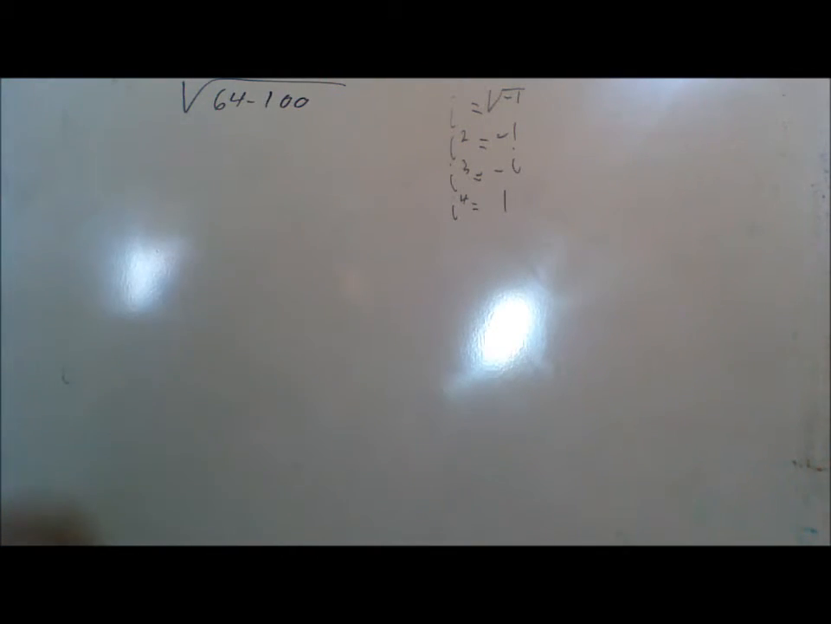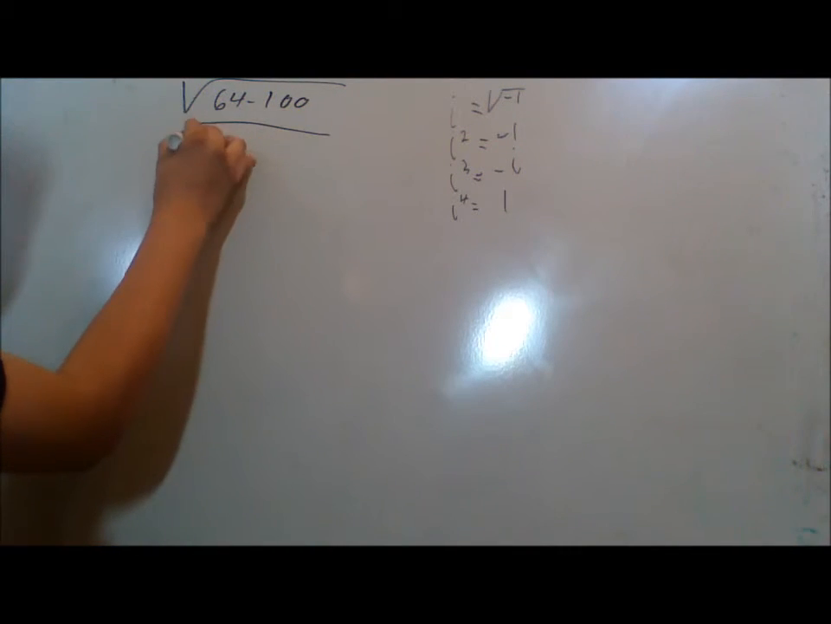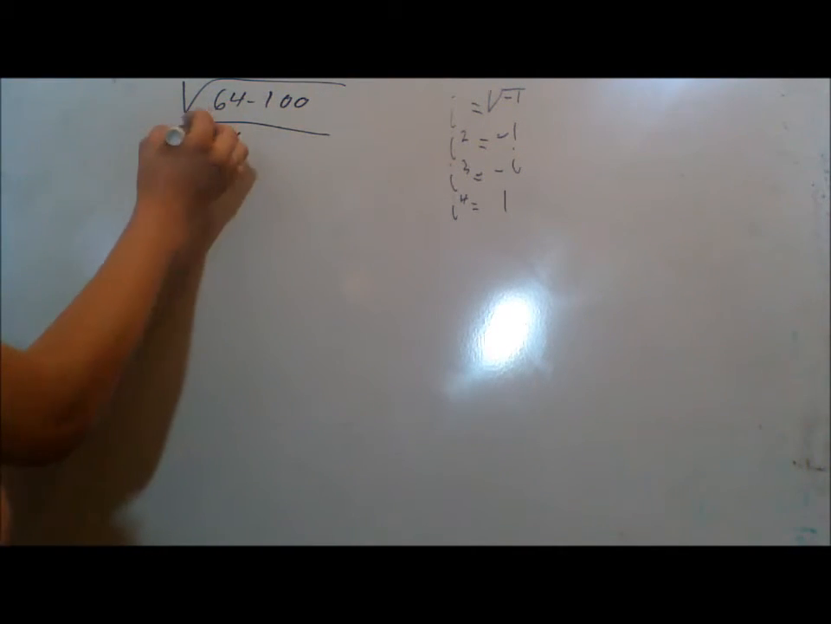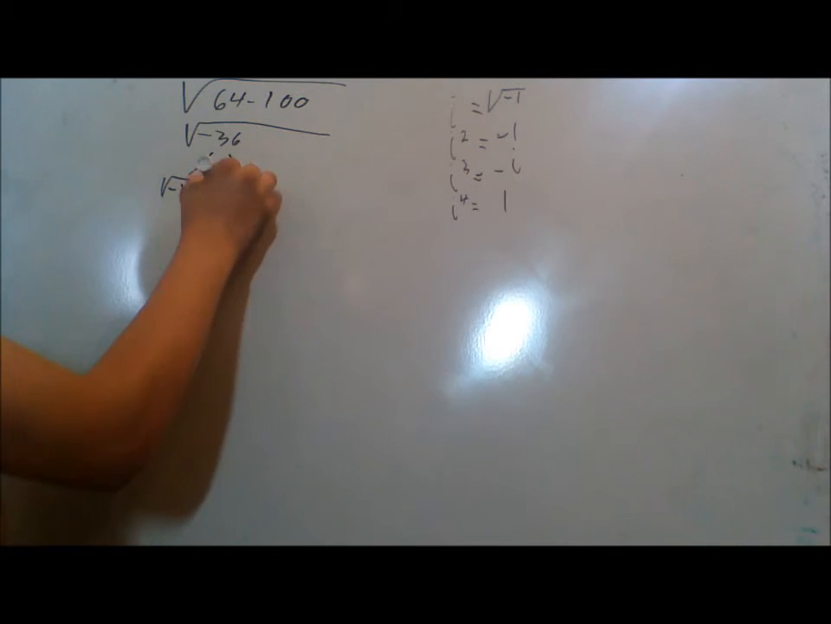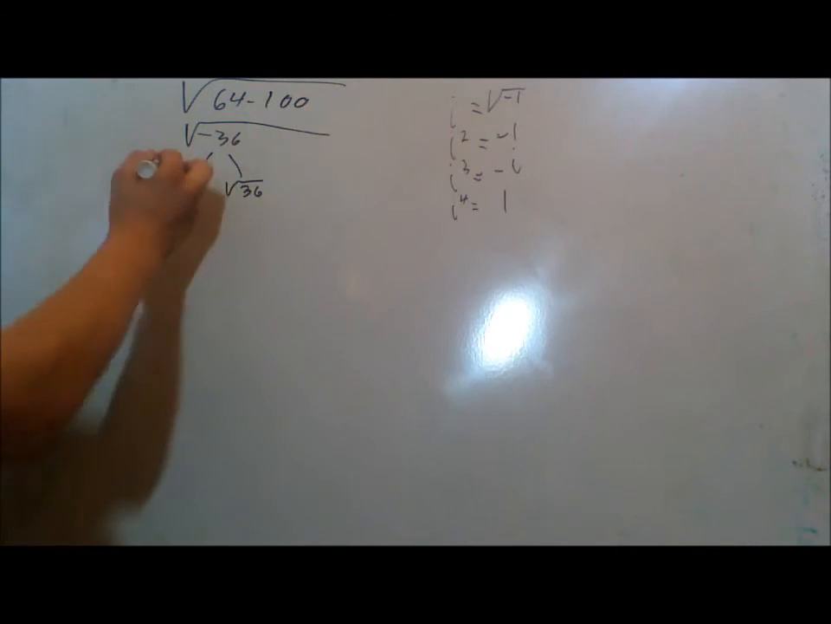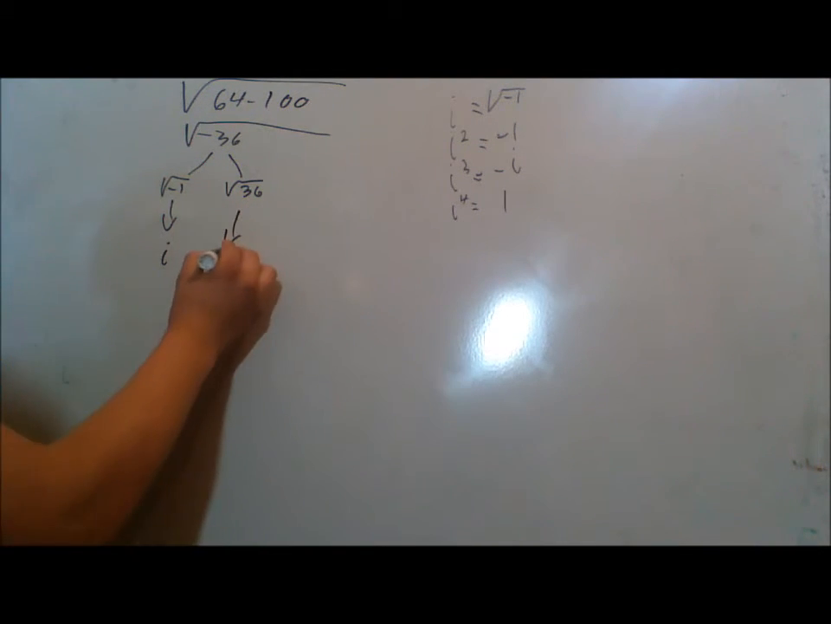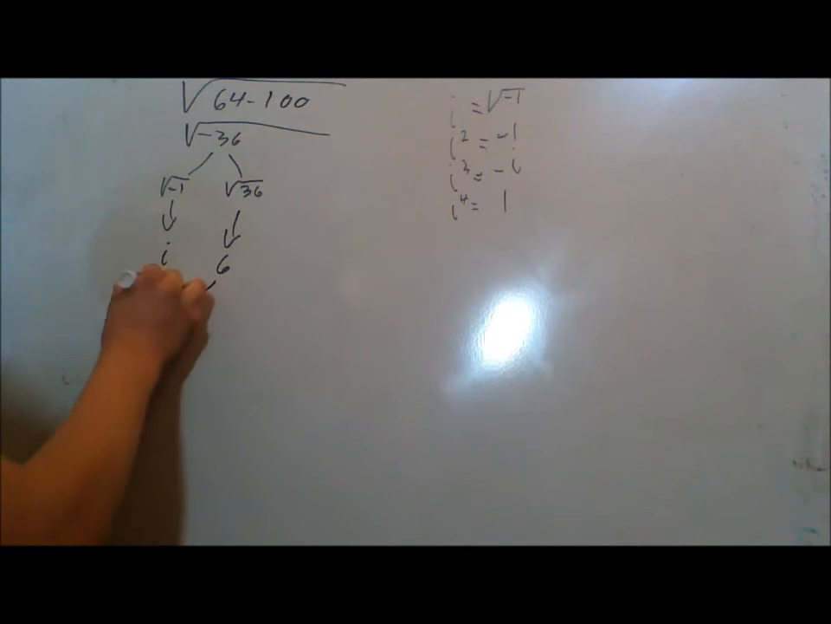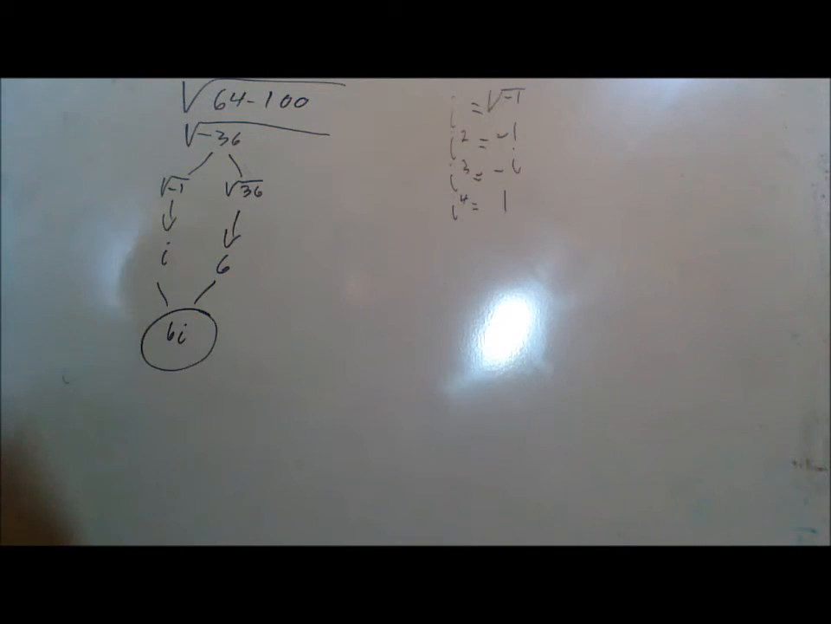Now let's do the square root of 64 minus 100. So we combine like terms and we get the square root of -36. Then we split that into the square root of -1 and the square root of 36. That's i and 6. So we multiply and we get 6i.